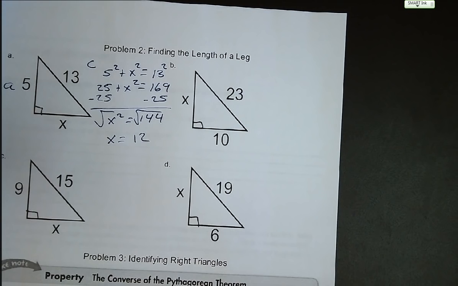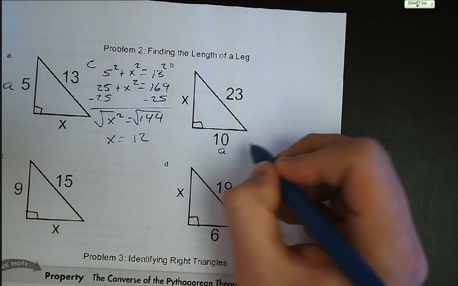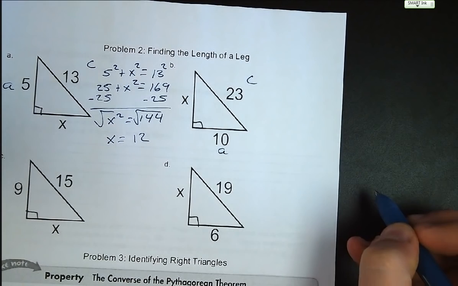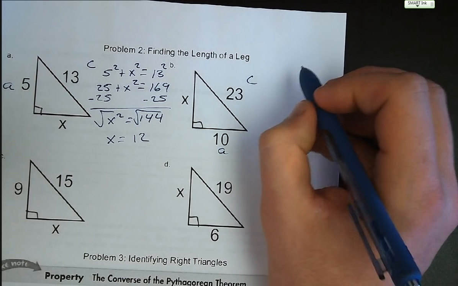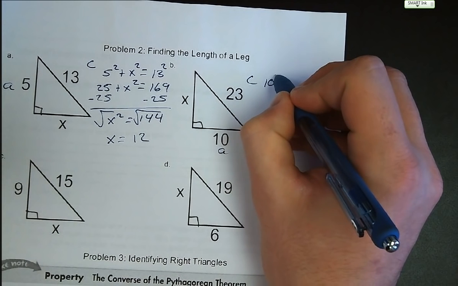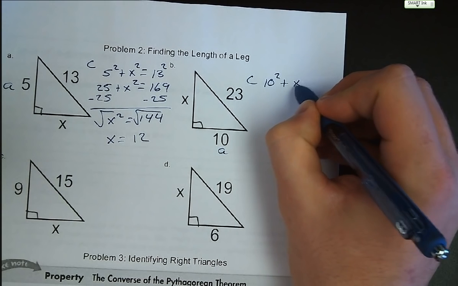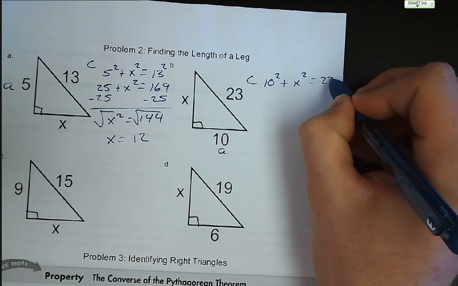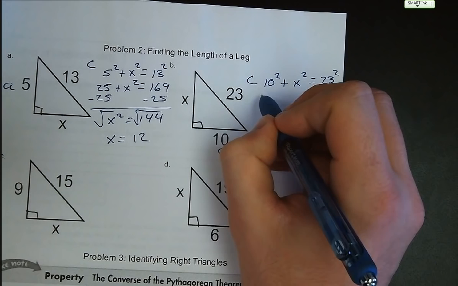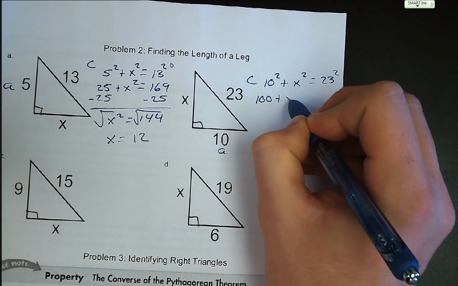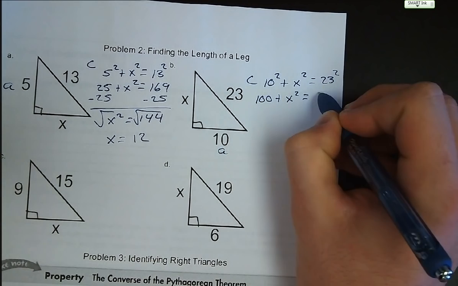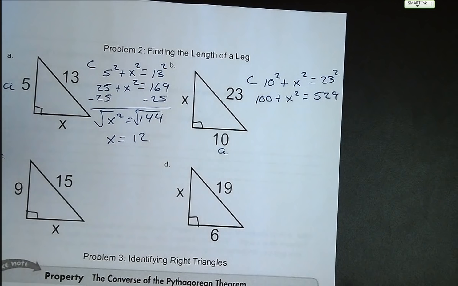Okay, letter B, we have a side length of 10 and we have a side length of 23. The longest of those sides is our hypotenuse. It's also across from the right angle. So we have 10 squared plus x squared equals 23 squared. 10 squared is 100, and 23 squared is 529.